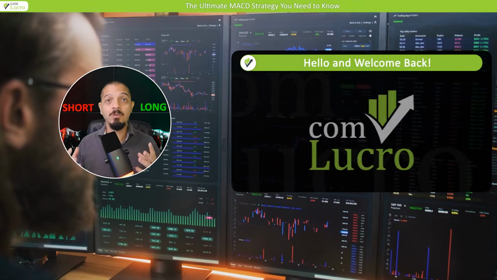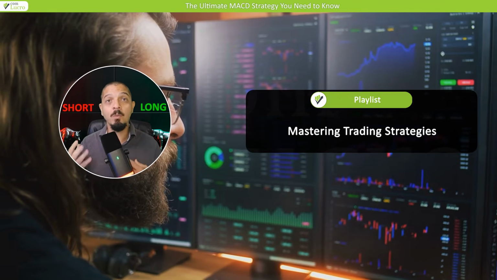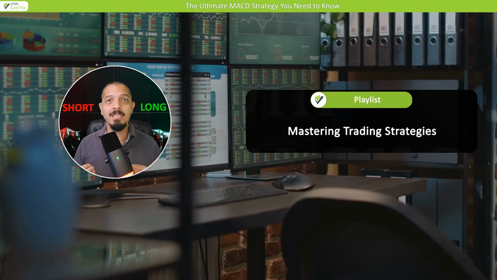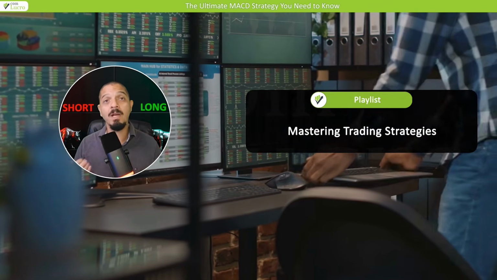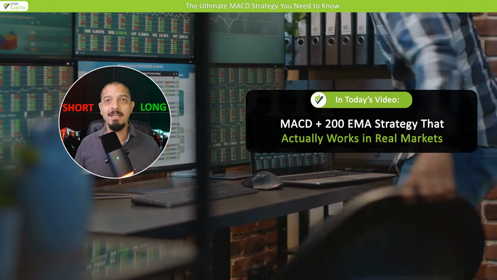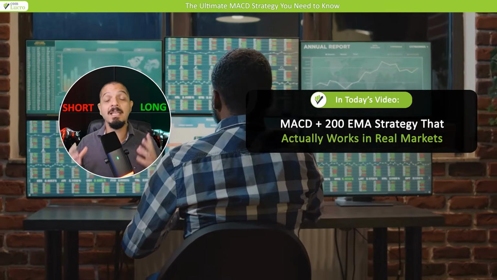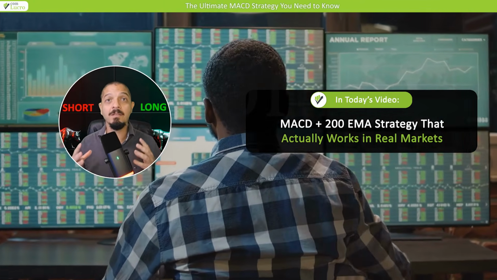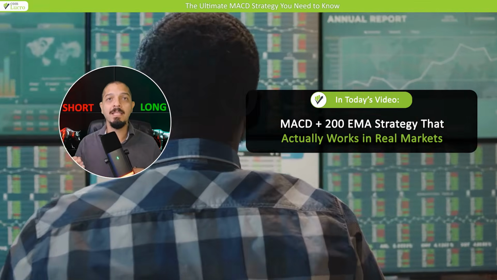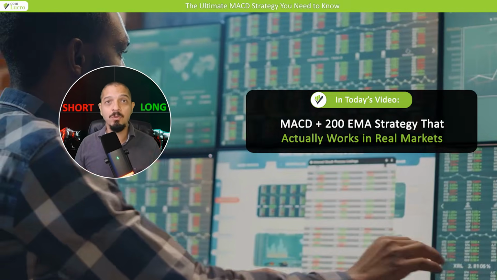Today, we're diving into a strategy that could make a real difference in your trading toolkit. We're not just looking at the MACD indicator alone, but exploring how it performs when paired with the 200-day EMA and essential price action levels. This isn't just about understanding an indicator. It's about crafting a robust strategy that has helped professional traders achieve consistent success in real markets.